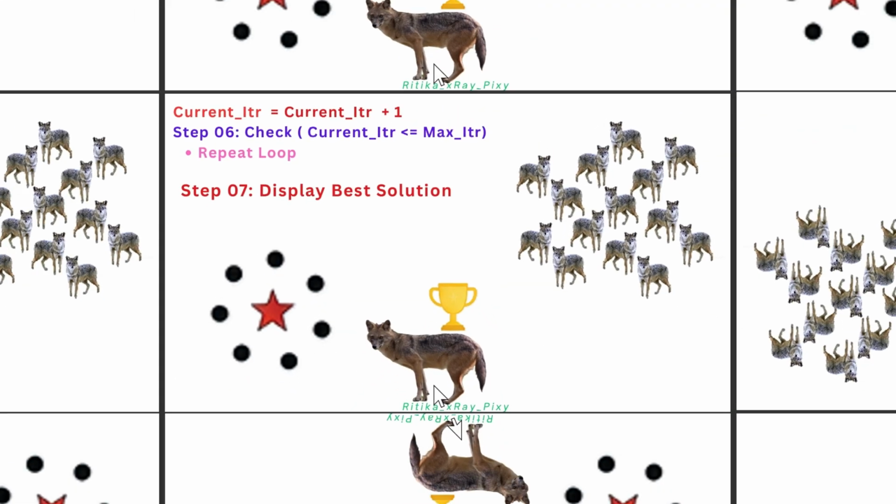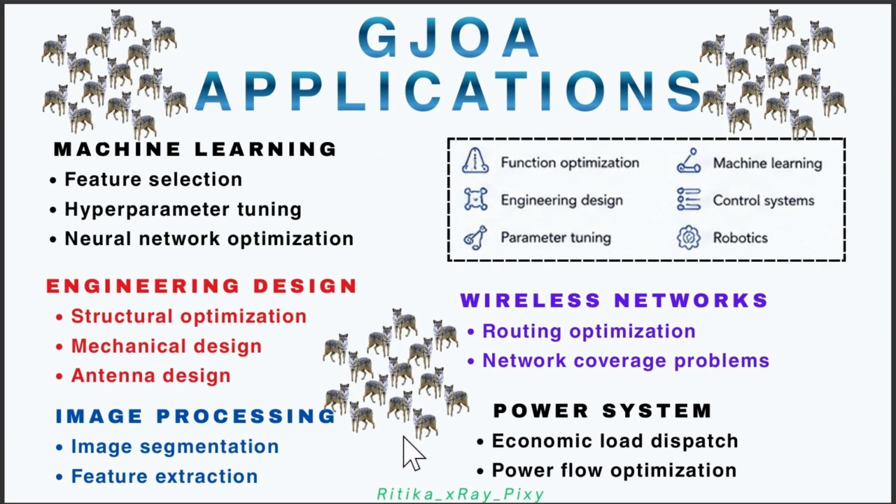Now you can see the applications where we can use this algorithm to solve complex problems where traditional methods struggle. We can use it in machine learning for feature selection, hyperparameter tuning, and neural network optimization; in engineering design for antenna design and mechanical design; in power systems for power flow optimization and economic load dispatch; in image processing for feature extraction and image segmentation; and in wireless networks for routing optimization and network coverage problems.